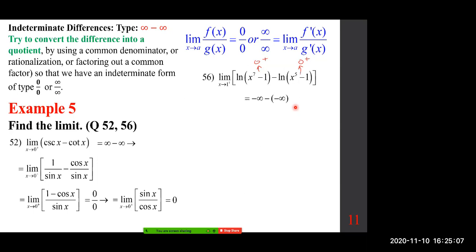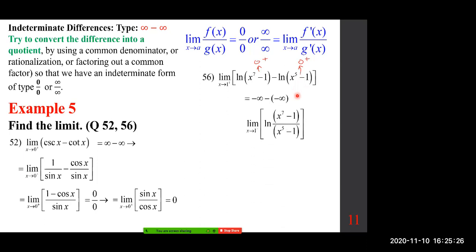So how do we deal with that? Let's put the logs together. It's been decomposed. So when we put them together, we get ln of x to the power of 7 minus 1 over x to the power of 5 minus 1.